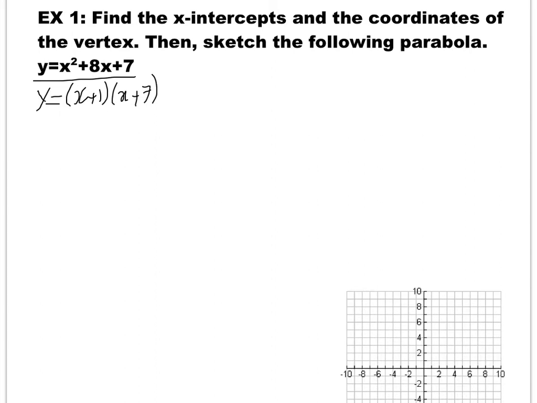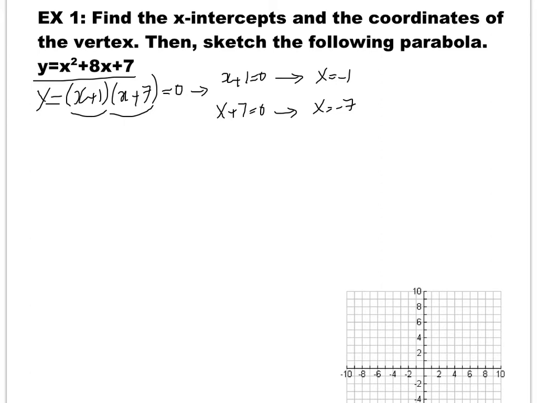Now to find the x-intercept, y is 0, so I have to solve this equation. The product of two numbers is 0, so each one has to be 0. So x plus 1 is equal to 0, and x plus 7 is equal to 0. From this one I get x is negative 1. From this one I get x is equal to negative 7.